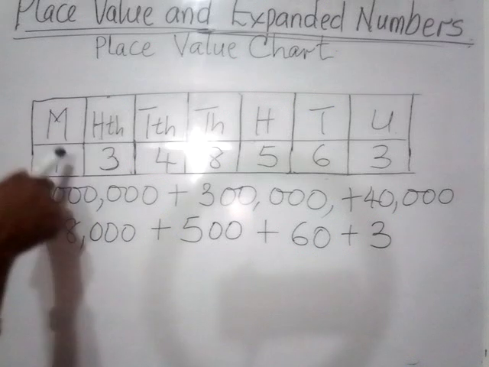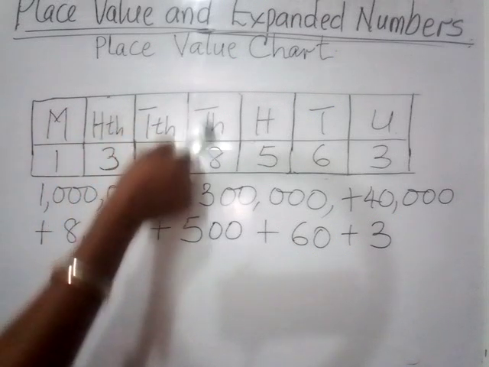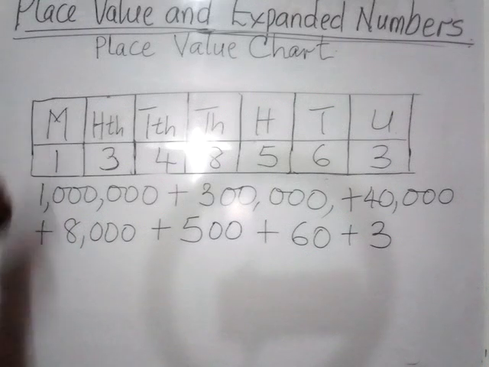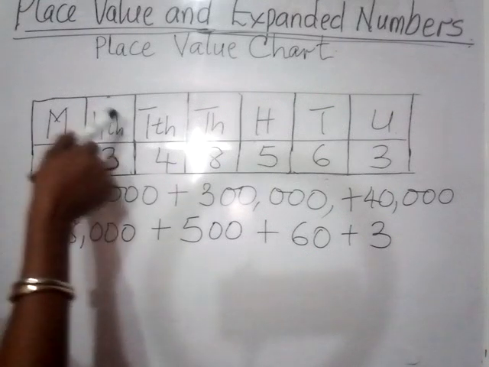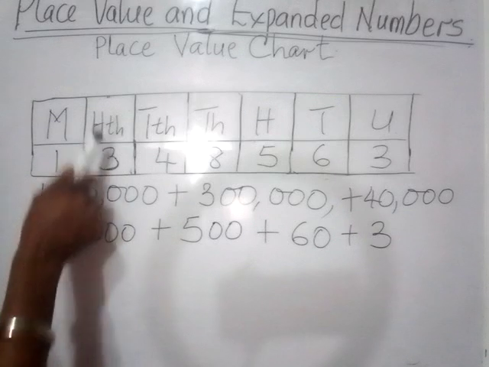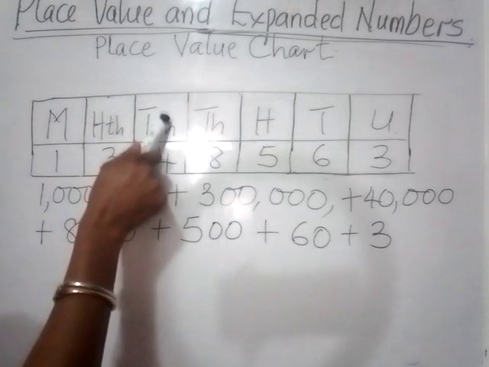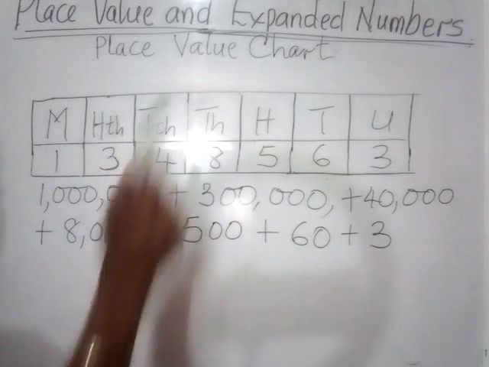Remember, we talked about the positional value or the place value. When we said this is in the position of million, we called it 1 million. This is in the position of 100,000. So the place value is 100,000 of these 3. Place value of 4 is tens of thousands. The place value of 8 is 1,000.